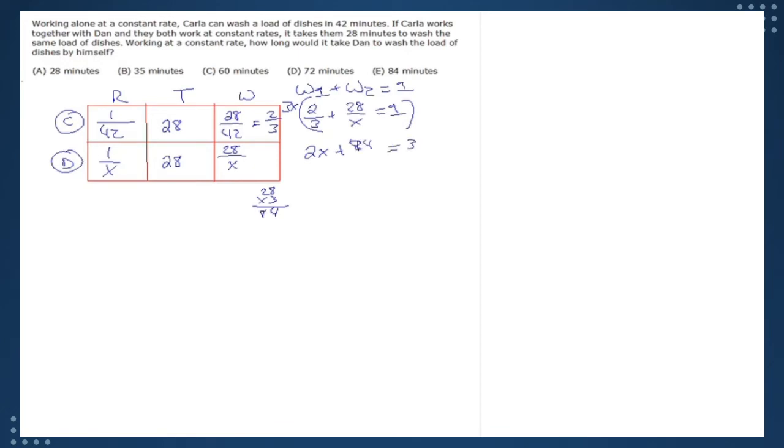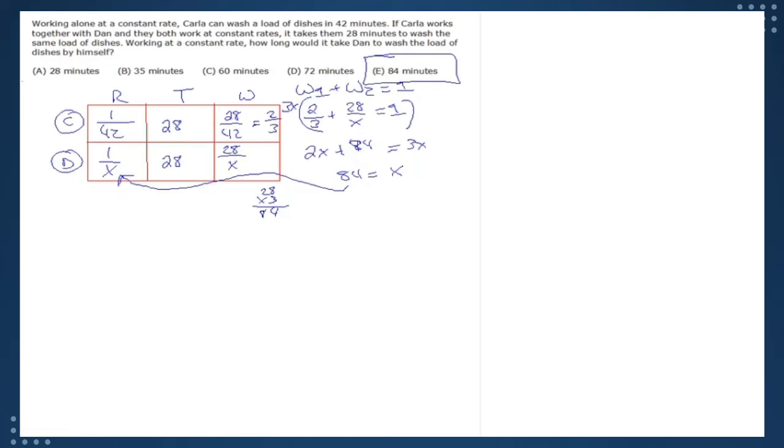Equals 3x. 84 equals x. So if you were to plug this in here, Dan's rate is 1/84. So the answer is D. So here's what I want everyone to see here.